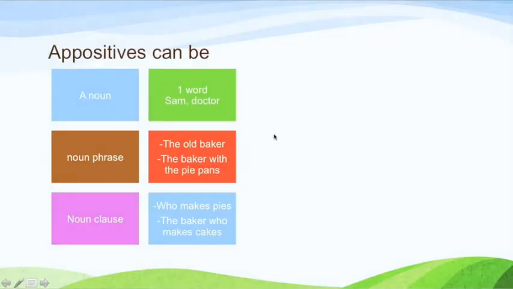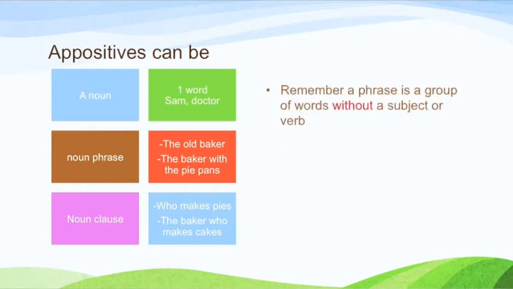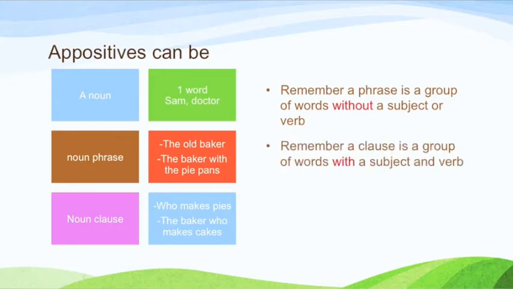They can be one noun, one word, a noun phrase. Remember, a phrase is something without a subject or a verb. Or it can be a noun clause that renames the noun. Remember, a clause has a subject and a verb.